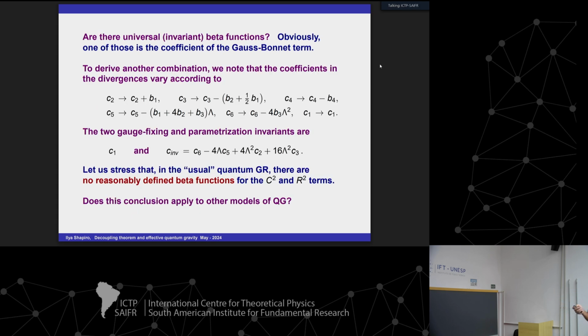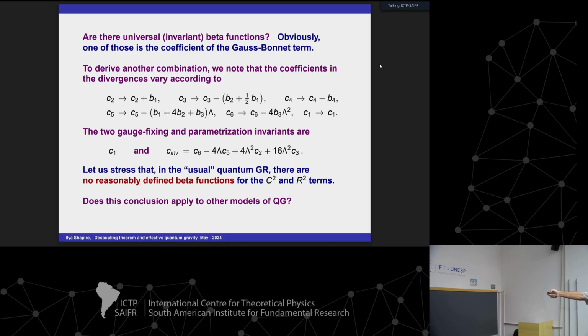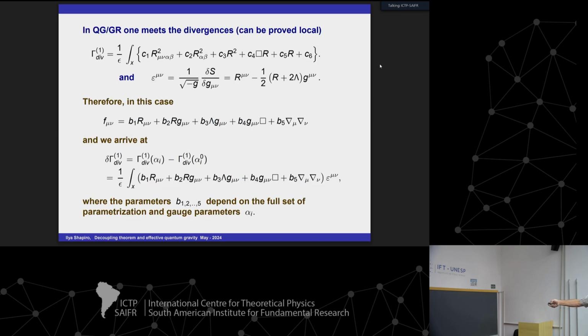Anybody can make it as an exercise, and you will see that the coefficients of these expressions in the divergences start to modify when we modify coefficients B. And they modify in the following way. C2 changes to C2 plus B1, C3 to this combination, C4 to this, C5 to this, C6 to this, and C1 to C1. Why C1 doesn't change? Because C1 is a coefficient of the Riemann square. And in this expression, there is no Riemann square. This is only Ricci square.